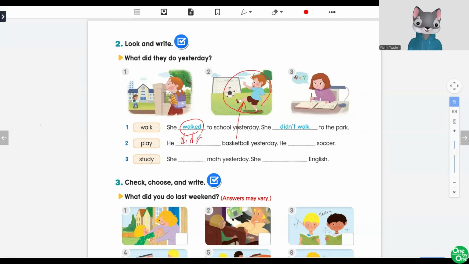He didn't. And remember, no treasure. He didn't play basketball yesterday. What did he do? Fantastic. He played soccer. Fantastic.